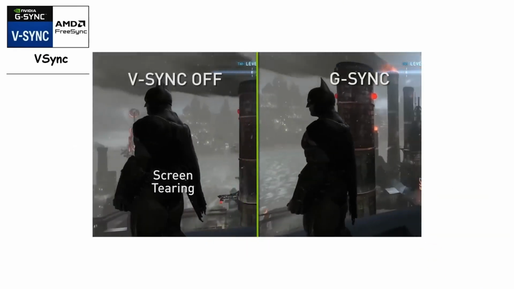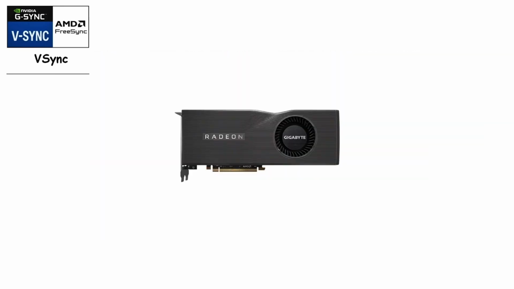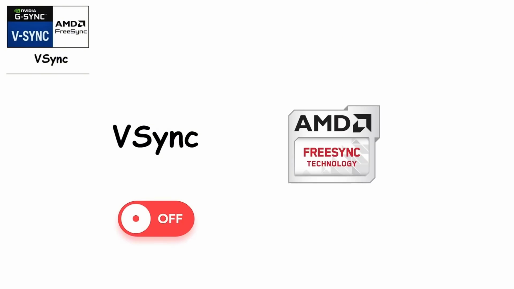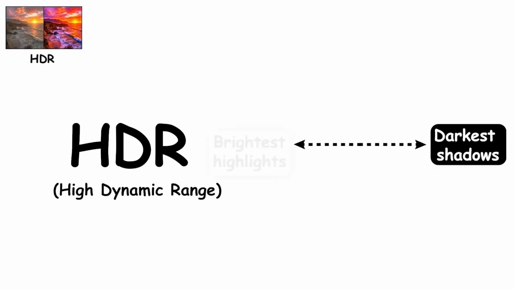These technologies also handle fluctuating frame rates gracefully. If your GPU dips from 120 frames per second to 90, the monitor adjusts smoothly instead of stuttering. I personally leave VSync off and use FreeSync on my main monitor. The difference between Adaptive Sync and old school VSync is so obvious that going back feels like putting training wheels on a motorcycle. HDR. HDR, or High Dynamic Range, expands the range between the darkest shadows and brightest highlights.